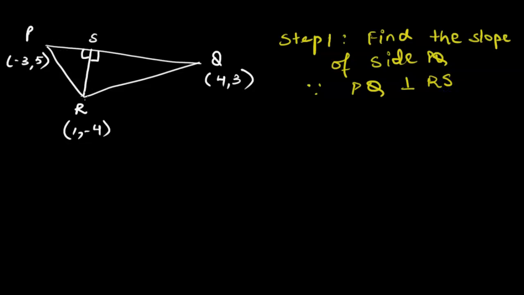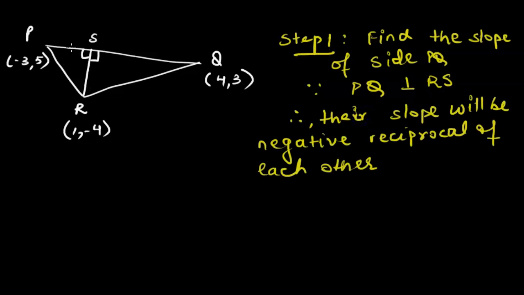And when two lines are perpendicular, their slopes will always be negative reciprocals of each other. So once we know the slope of PQ, we can then negatively reciprocate it to get the slope of RS. So we need not use point S to find the slope. So to find the slope of PQ, we would do y2 minus y1 over x2 minus x1.